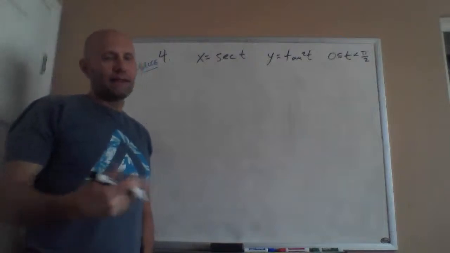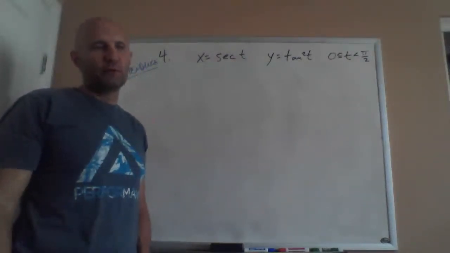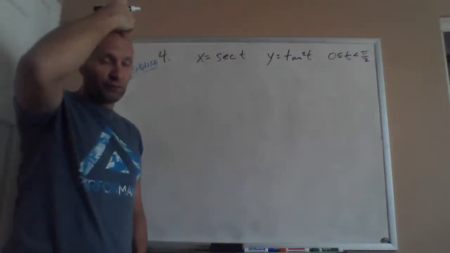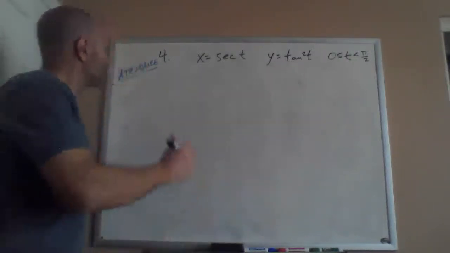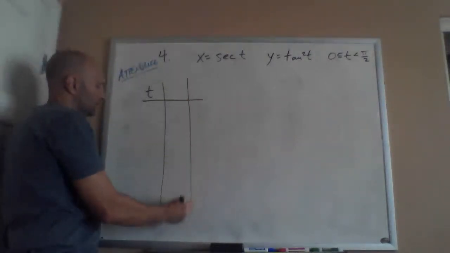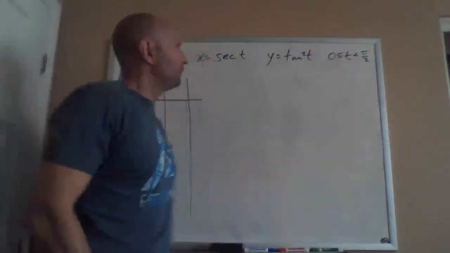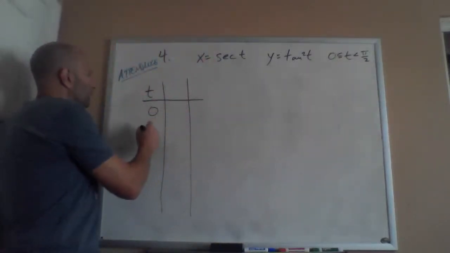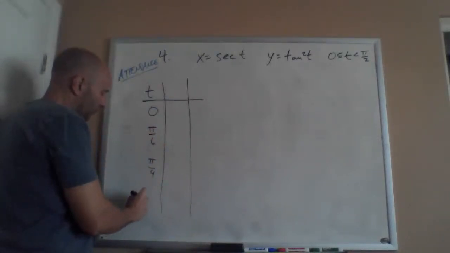And why is that? Well, I can't choose, like in the last problem, 0, pi over 2, pi, 3 pi over 2, 2 pi, because pi over 2 and 3 pi over 2 are undefined for tangent. And so that gives me an issue there. So if I build the table the same way, now my values of t have to be between 0 and pi over 2. So it's going to be 0, and we'll use our basics. Pi over 6, pi over 4, and pi over 3.